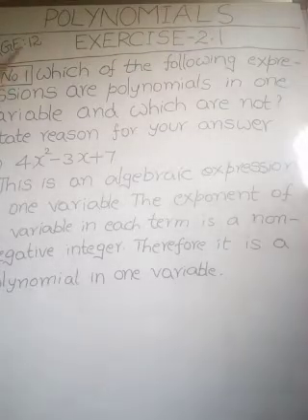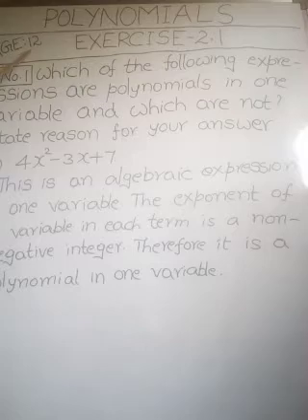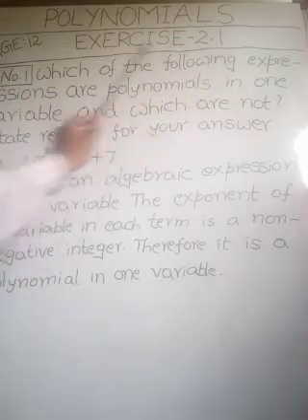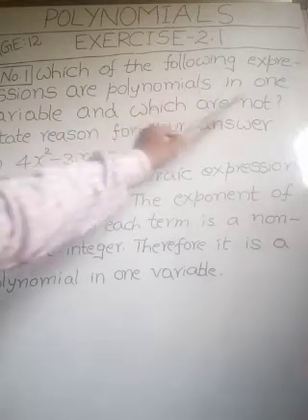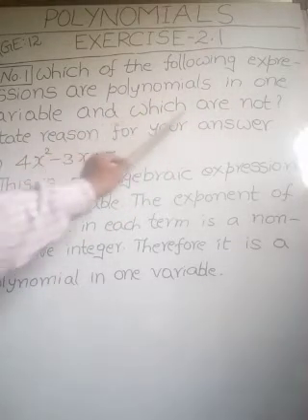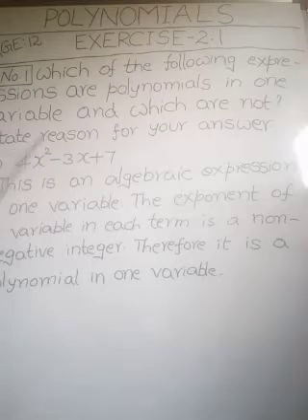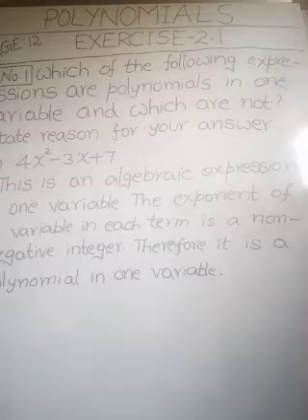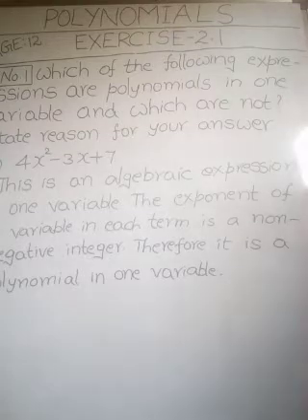See here, page number 12. Page number 12, exercise 2.1, question number 1. See the question number 1. Which of the following expressions are polynomials in one variable and which are not? State reason for your answer. Here in this question, some algebraic expressions are given. We have to identify which algebraic expressions are polynomials and which are not, and give the reasons for your answer.